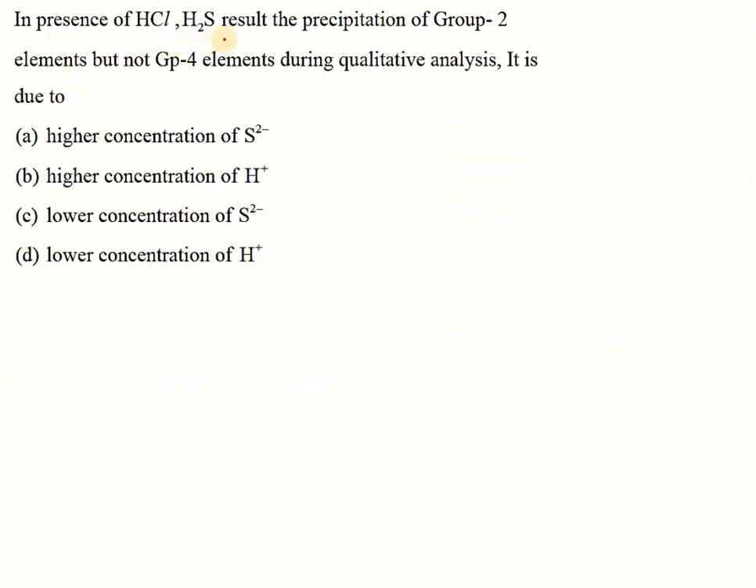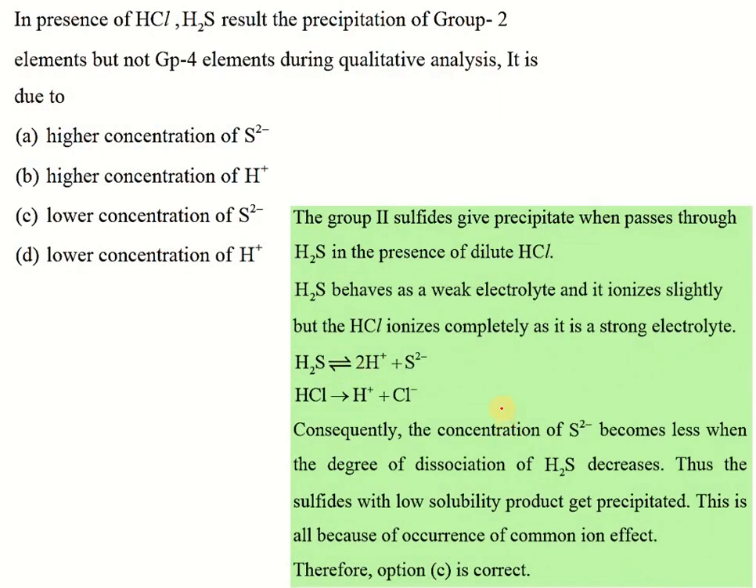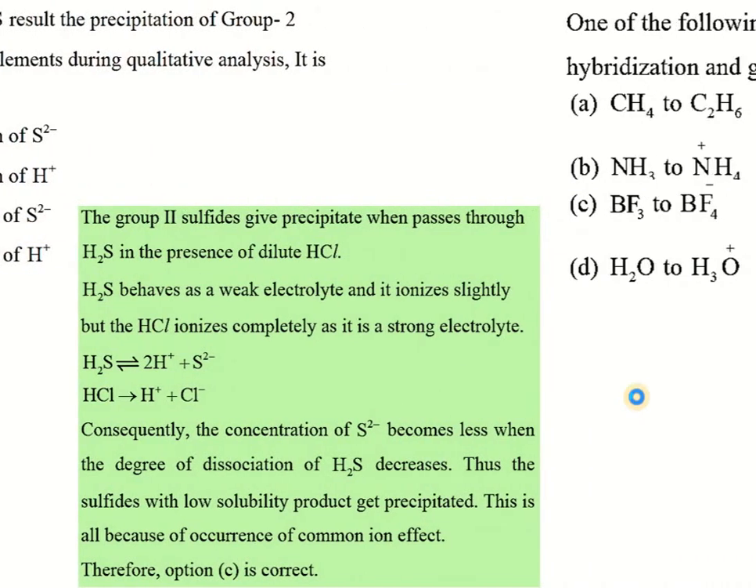In the presence of HCl, H2S results in the precipitation of group 2 elements but not group 4 elements during qualitative analysis. What is the reason behind that? It's the common ion effect only. When you treat with H2S and HCl in the second group, the concentration of sulfide ions becomes lower because the degree of dissociation of H2S decreases. Thus, sulfides with the lowest solubility product get precipitated, and this is because of the common ion effect. That's why low concentration of sulfide is the right answer for this one.